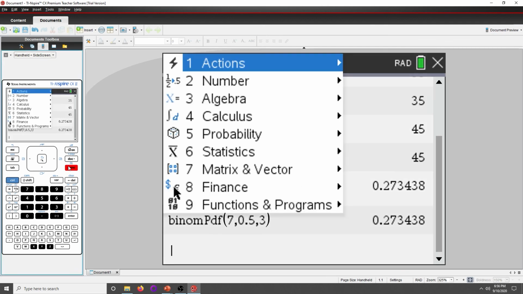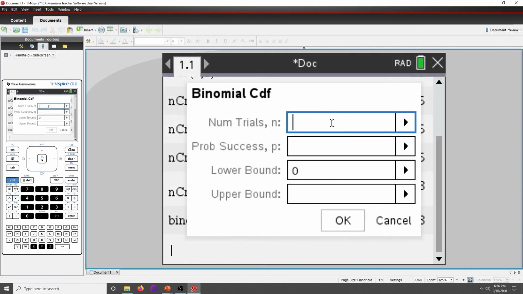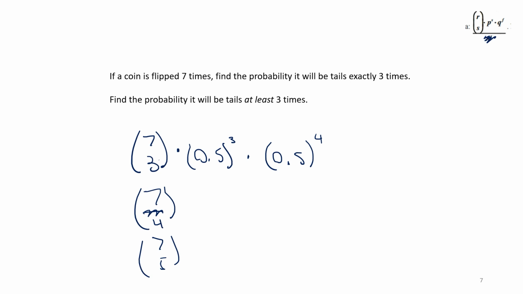We're going to go to Menu, Probability, Distribution, same kind of place, and this is B. You can click B and it'll do it. I usually just scroll through the list. The number of trials is the same. Probability of success is the same. But now we have a lower bound, which is 3 successes, and an upper bound, which is 7. We can get between 3 and 7 successes and satisfy our criteria. And that is the probability of getting at least 3 tails, or heads, it works the same way, if you flip a coin 7 times.